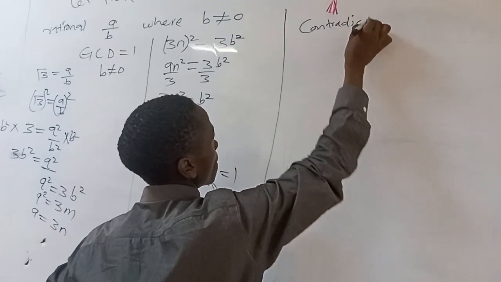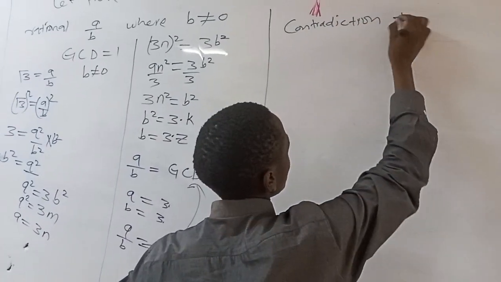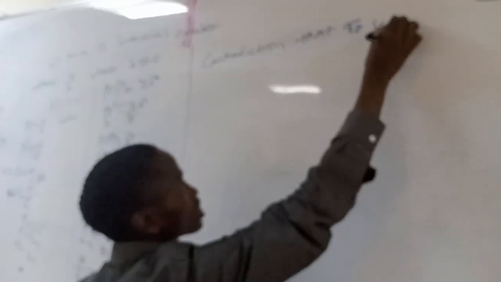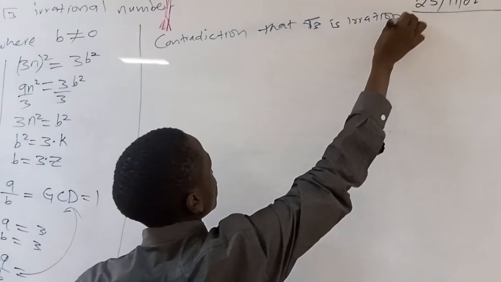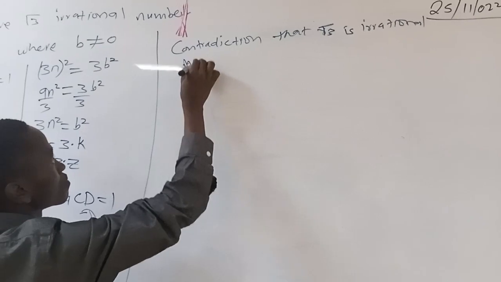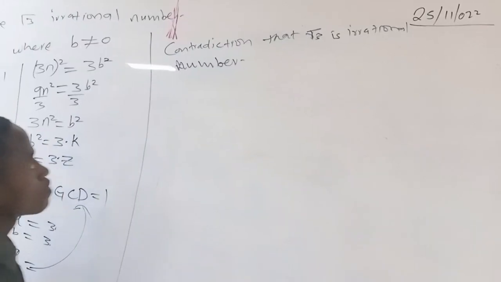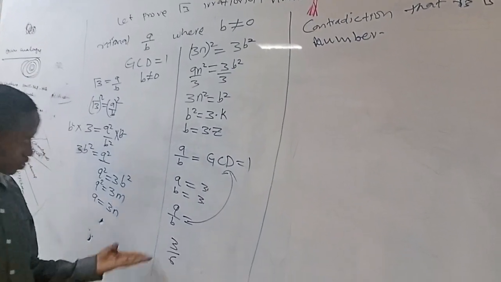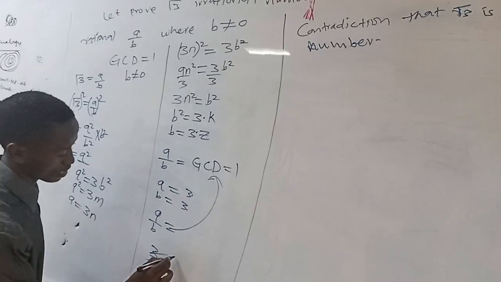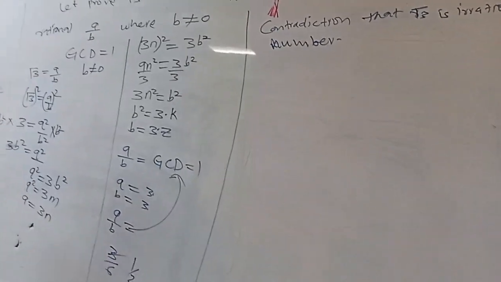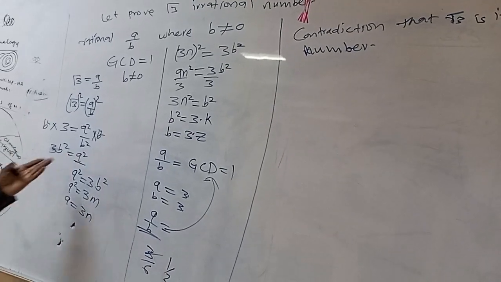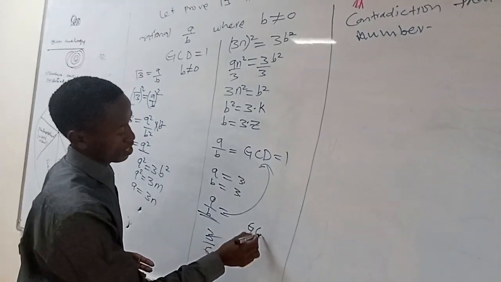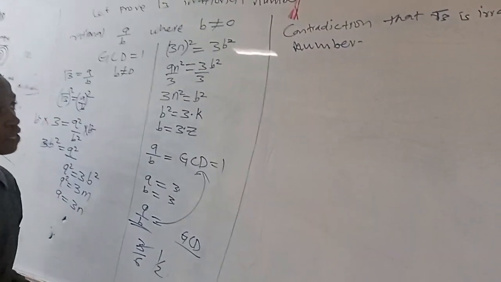it's by contradiction that root 3 is an irrational number, simply because you cannot just write and leave your answer as 3 over 6 when actually you still have another factor you can cancel. But from our first assumption we assumed that our GCD is 1, but we finally get that we still have another greater divisor which is 3. That is the end of that.